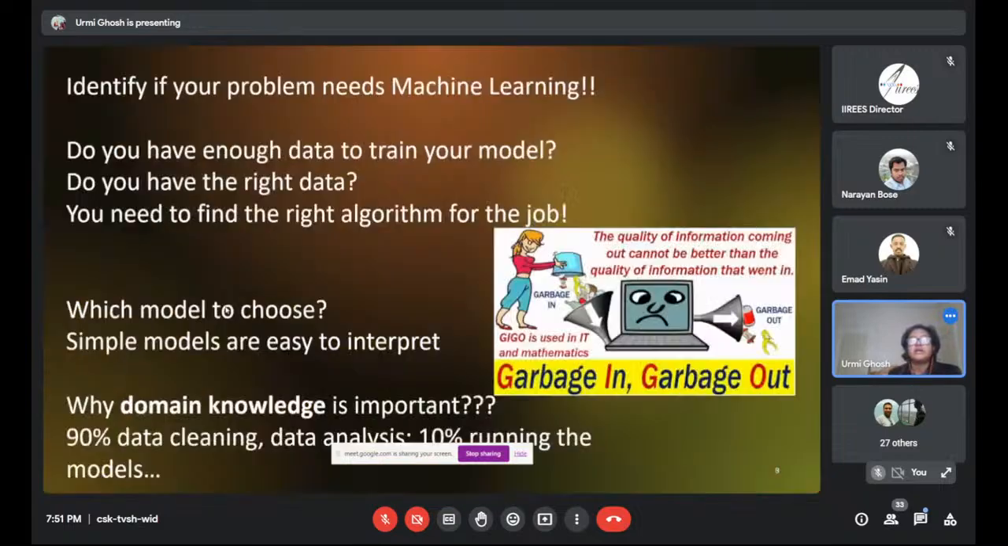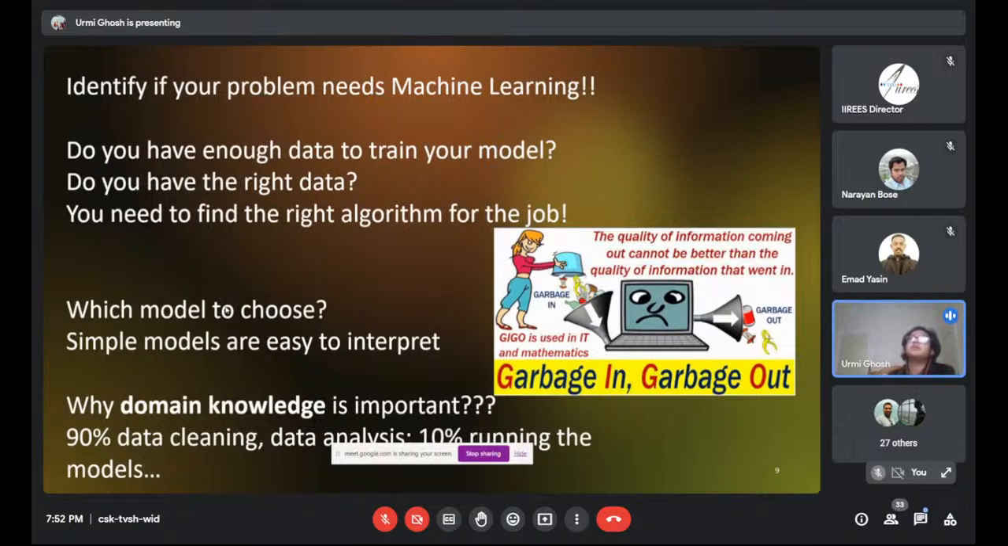So first of all, you need to identify if your problem needs machine learning. Do you have enough data to train your model? Also, your precision would increase if you increase the amount of data. And if you increase the variety of data, like different types of data, your model will be more universal. And you have to understand that only for the kind of data you train on can you expect an output in a similar range.